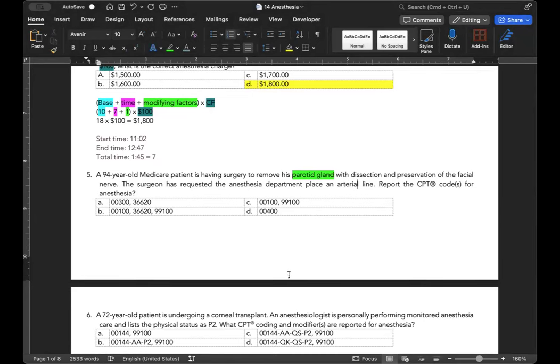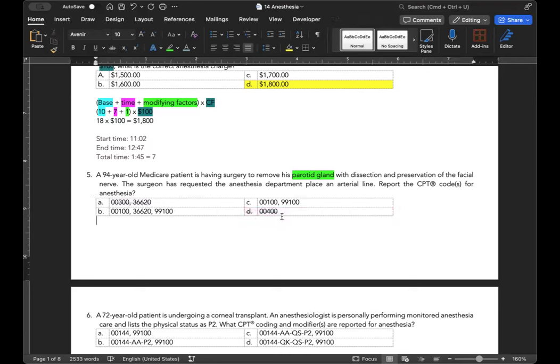Now, if you're not sure, you can always go to the other codes. 00300 is anesthesia for all procedures on the integumentary system, muscles and nerves of head, neck, and posterior trunk. So that one definitely doesn't sound like it, right? Because we're not doing anything on muscles and nerves or the integumentary system. And then 00400 is for anesthesia for procedures on the integumentary system on the extremities, anterior trunk, and the perineum. So even if we're not 100% sure it should be the 00100, we know it is because the 300 and the 400 are not appropriate.